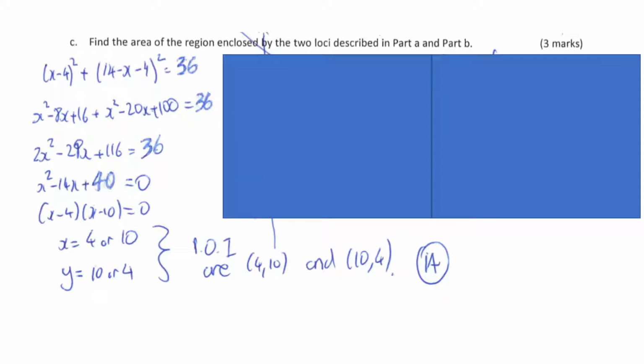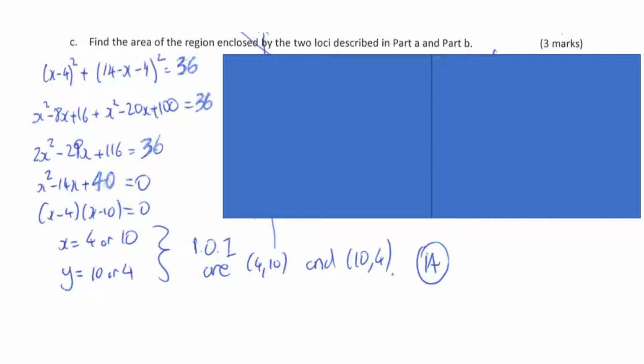Part C, find the area of the region enclosed by the 2 loci described in part A and part B. Now, a lot of you correctly questioned this. Is it the minor segment or the major segment that is being asked for? And I clarified that it was in fact the minor segment. And once you got that instruction, you're good to go.